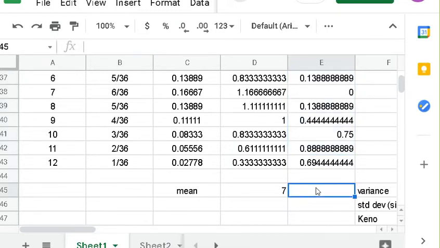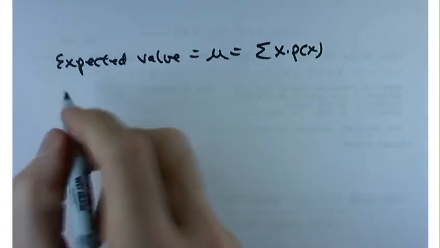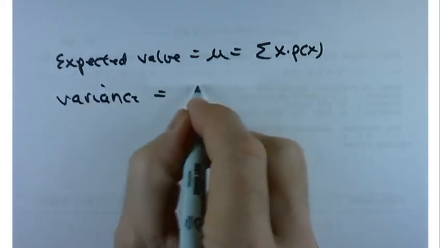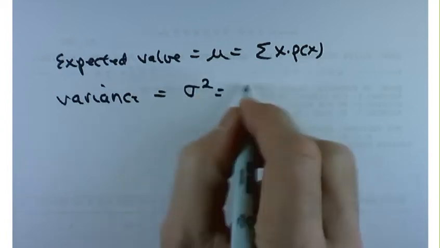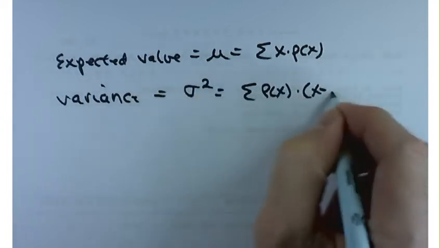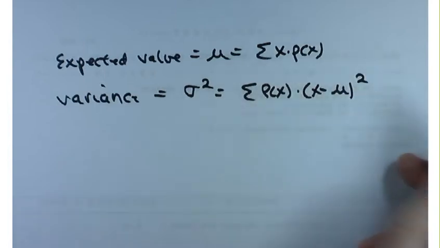Now, the sum of this column is the variance. So let's put that here. The variance is sigma squared. That's the sum of P of x times x minus mu squared. That's what we just calculated.